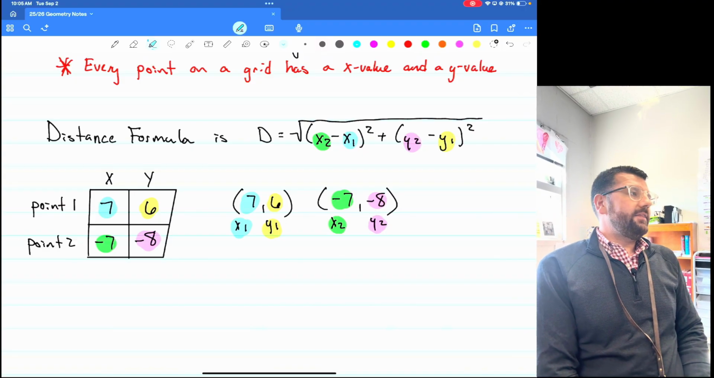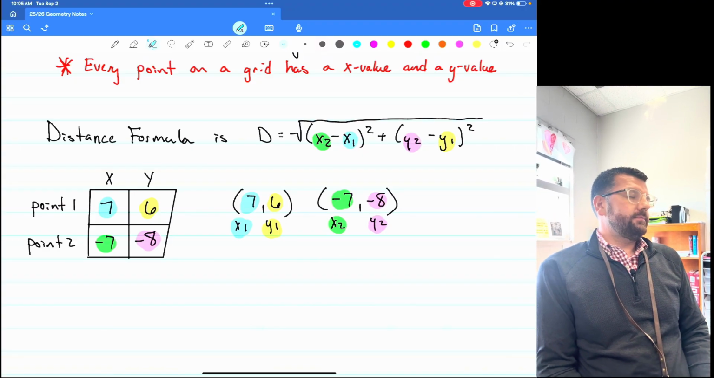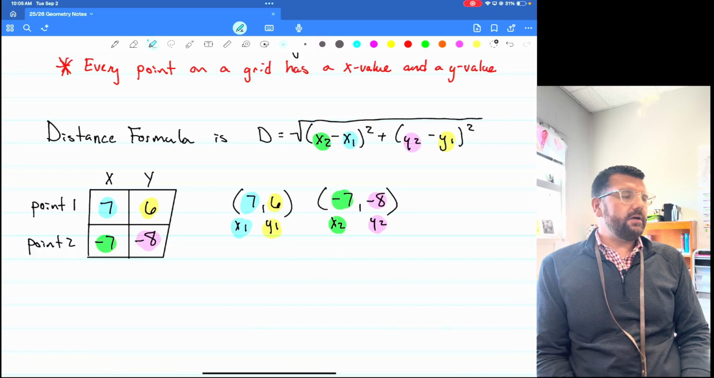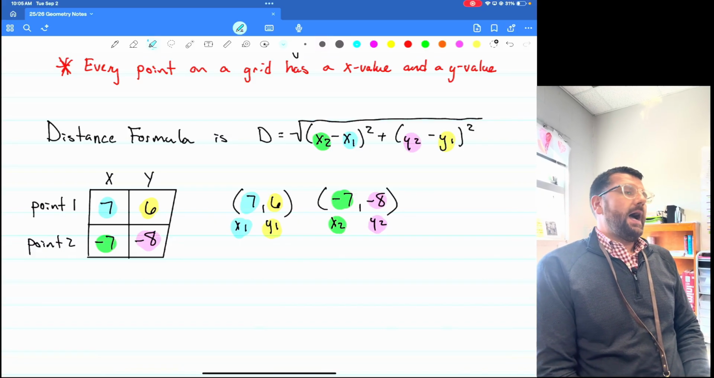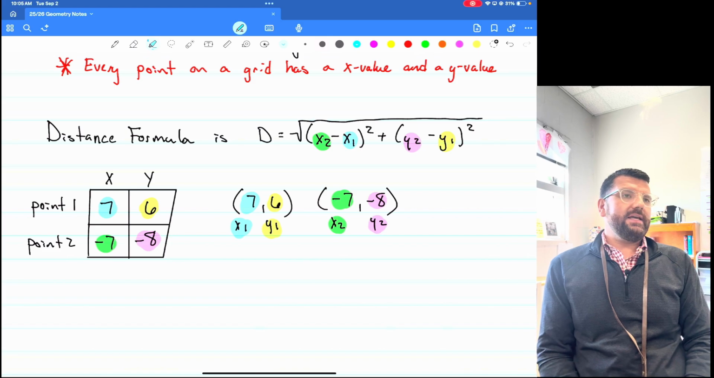And at this point, it's all about substituting. If you want to get out your highlighters, which I hear a lot of you doing, I think that's great. I will post these with the color notes in Google Classroom as always.